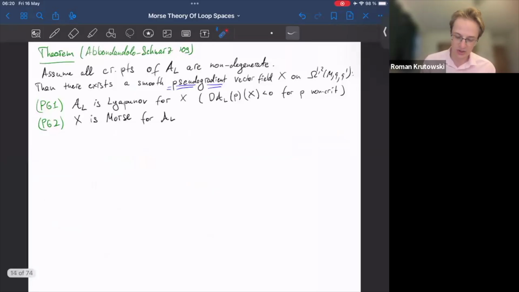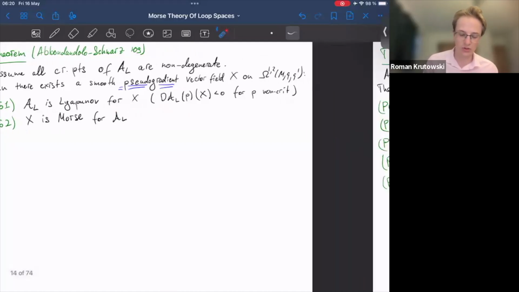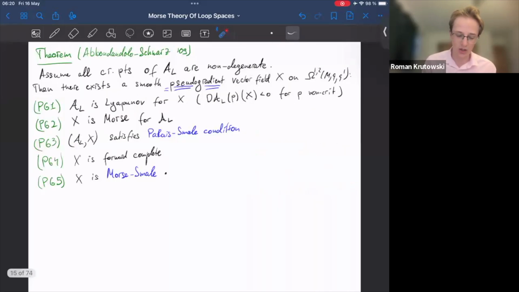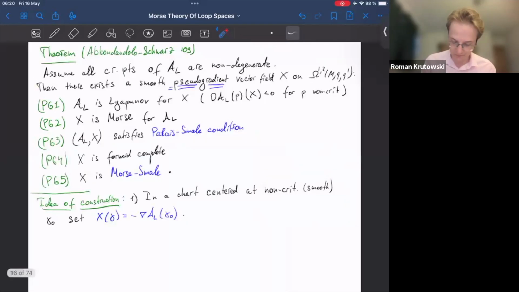So specifically, our action functional is Lyapunov for this vector field. This vector field is Morse for our functional. This pair satisfies the Palais-Smale condition, which is what you need to say that you can compactify by broken trajectories. X is forward complete, and it is Morse-Smale, so unstable and stable manifolds intersect transversely.